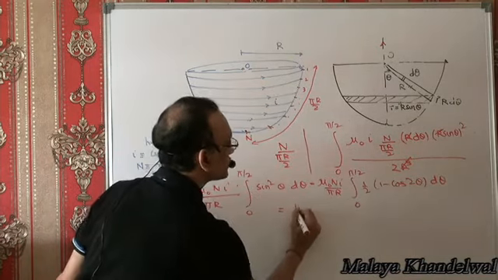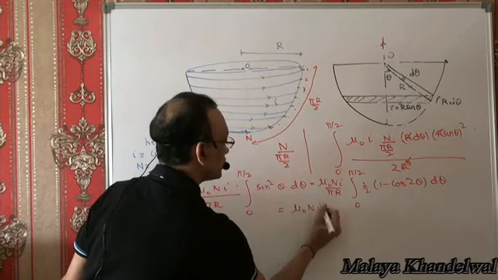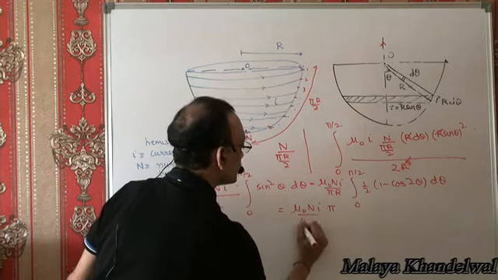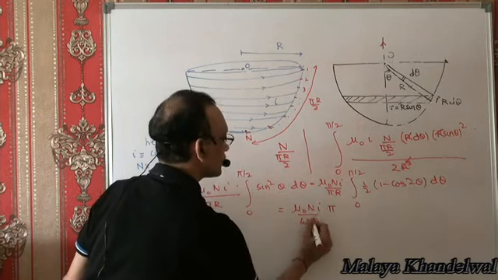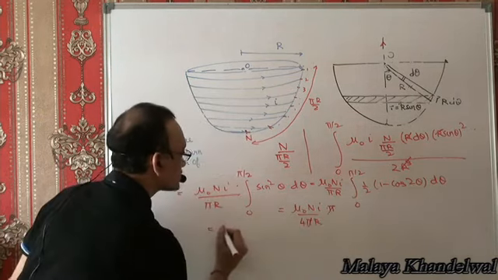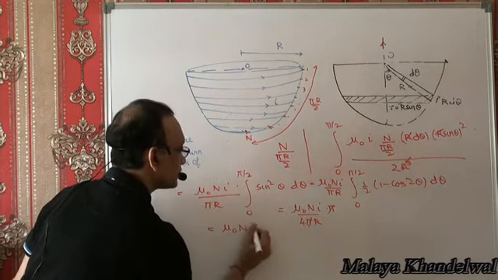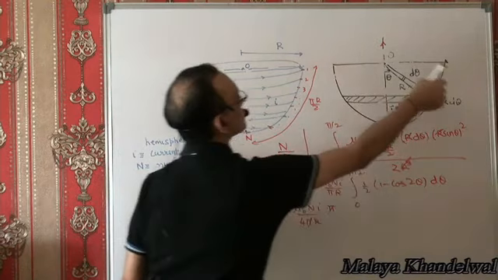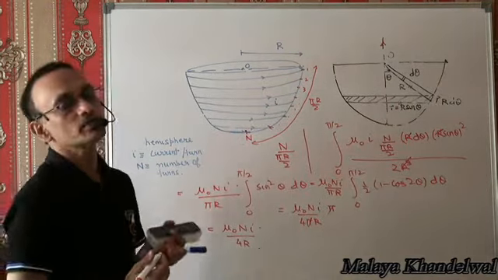What we are simply left with is mu naught n i by 2 times pi by 2, which is pi by 4. So pi by 4 times pi r, the pi will get cancelled. So that's simply mu naught n i by 4r. That's the field at O because of this entire arrangement. Yes or no? Thank you so much. Bye.